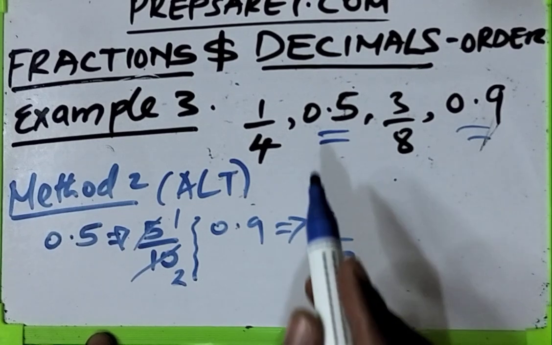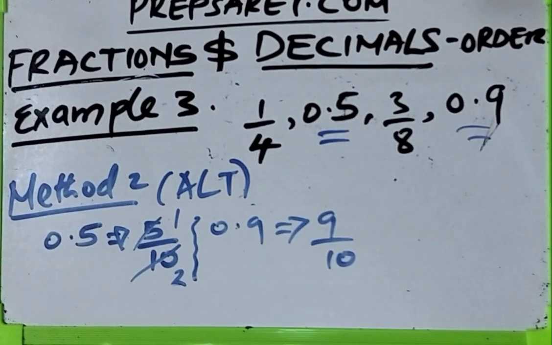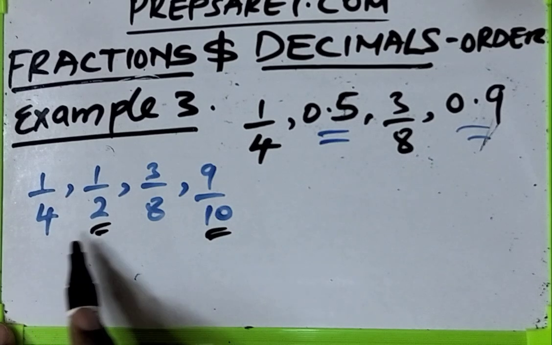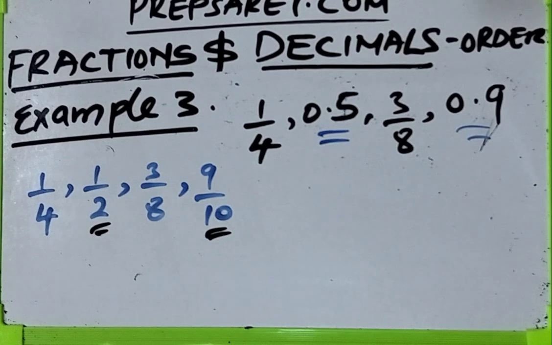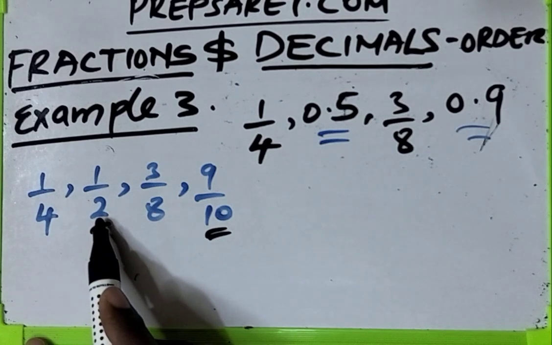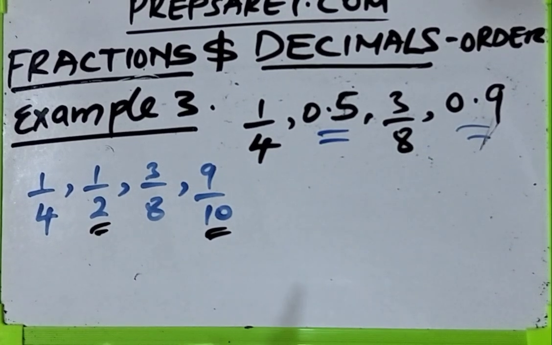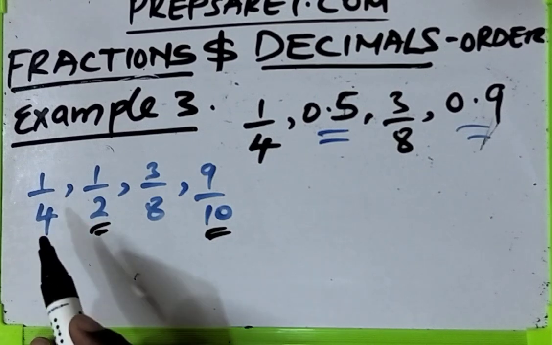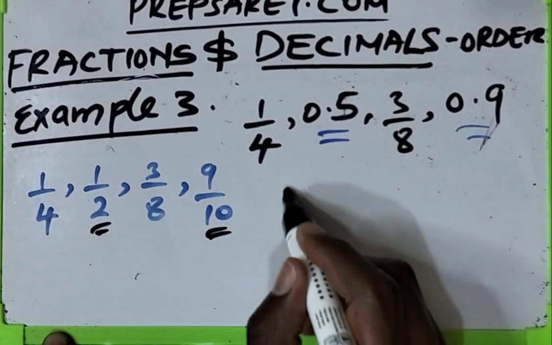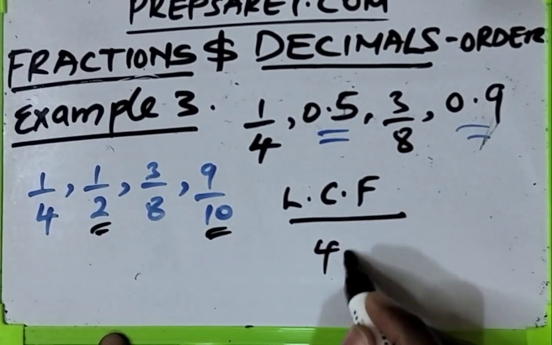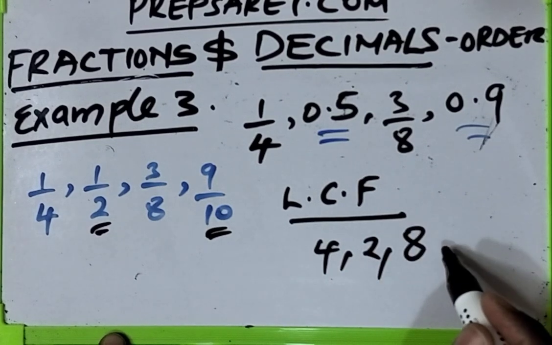Let us now write them this way for uniformity purposes. So our data is now, all the values are put in fractions. We have got 1/2 for 0.5 and 9/10 for 0.9. Now the next step is the easiest one. What we shall do is look for the least common multiple of 4, 2, 8, and 10.